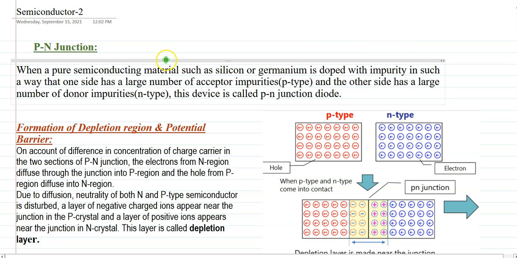So first, the PN junction. A PN junction means when a pure semiconductor material such as silicon or germanium is doped with impurity in such a way that one side has a large number of acceptor impurities, meaning p type, and another side has a large number of donor impurities, called n type. This device is called a PN junction. It means one p type and one n type semiconductor are connected like this.